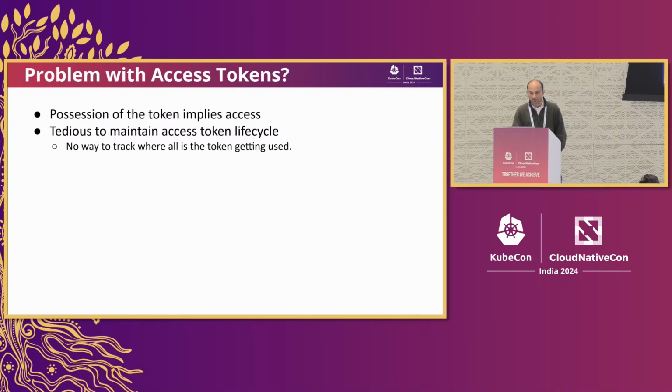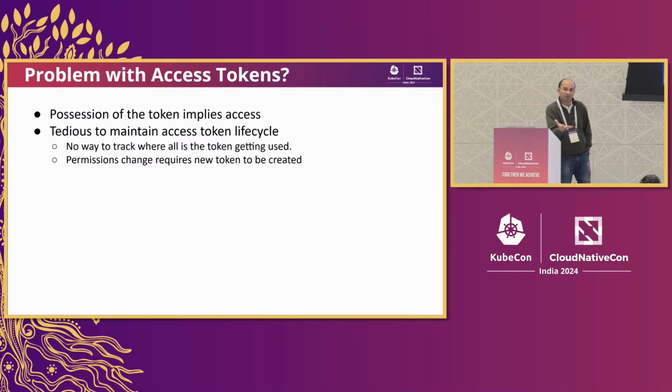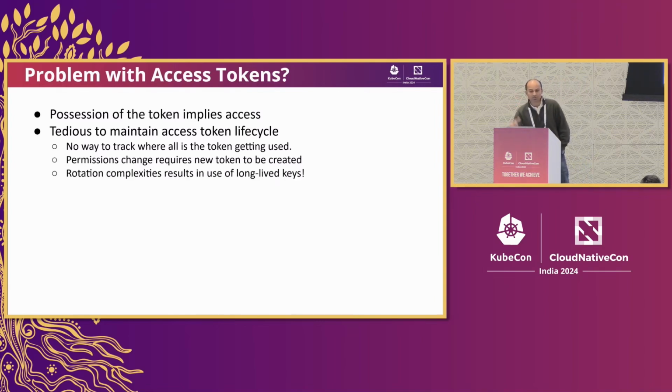It's almost impossible. Permissions change requires a new token to be created. That's another big problem. If tomorrow you have to change the permission on a given token, you have to change the token itself, and then you have to remember which applications would need this particular change in permissions. It's extremely difficult to manage. Then there are rotation complexities. Since it's difficult to find out where the tokens are getting used, rotation is also difficult.